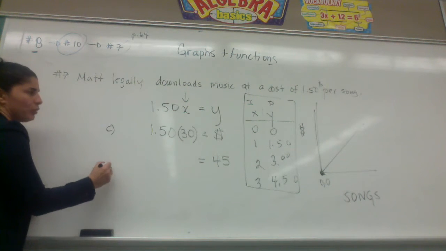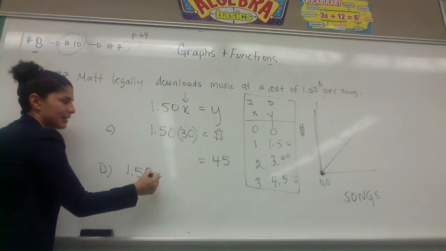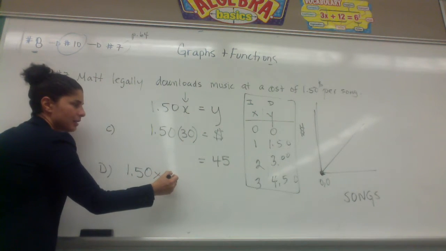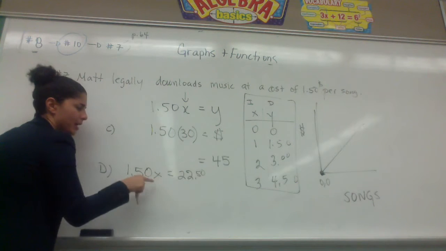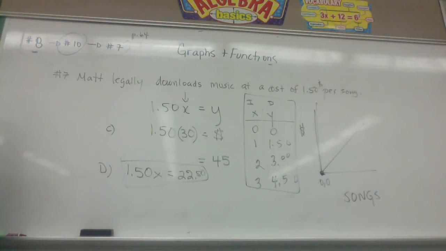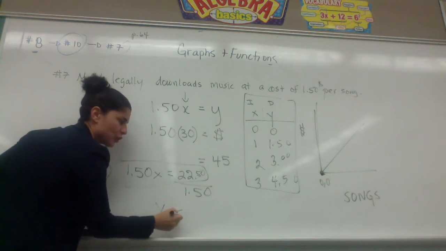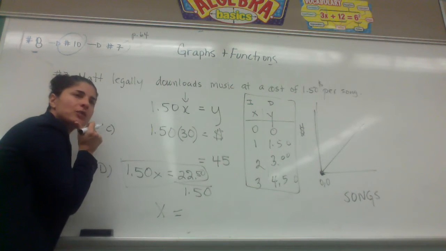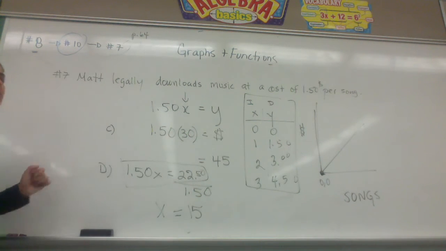Question D, a little more difficult. Why? Because now they're probably going to ask how many songs can I get for $22.50. So how many of these? This is an algebra question, solving for equations. Does anybody know how to get rid of the $1.50? Yes? Divide by $1.50. And X now is the number of songs that this will equal to. $22.50 divided by $1.50 is 15 songs. So Matt can buy 15 songs for $22.50.